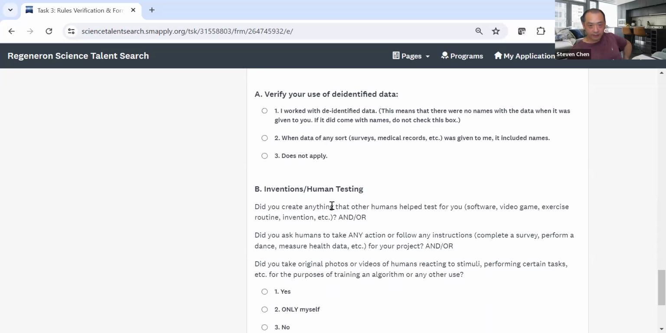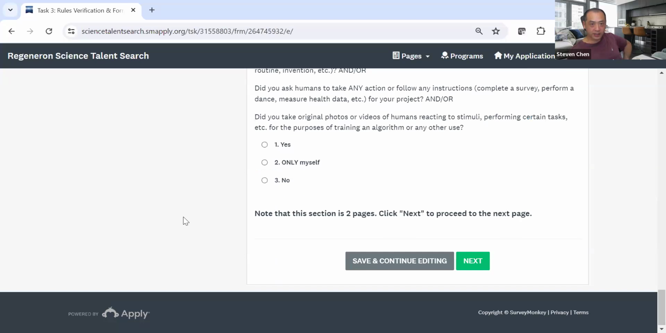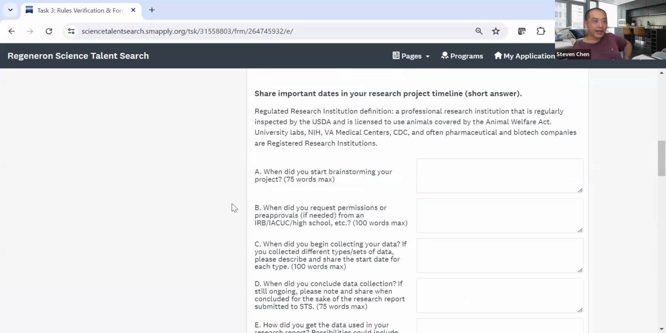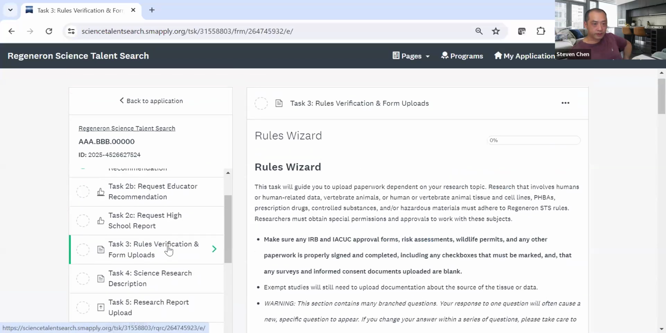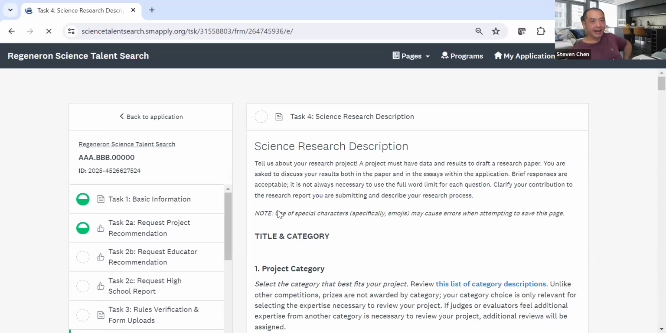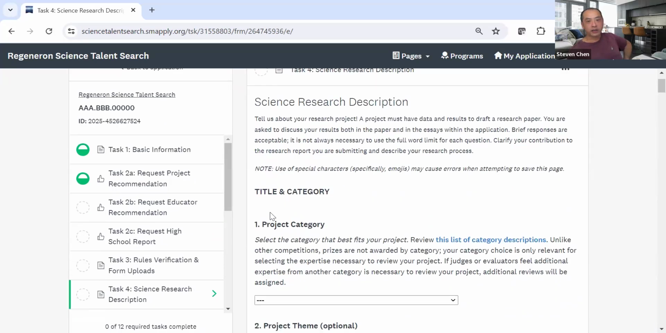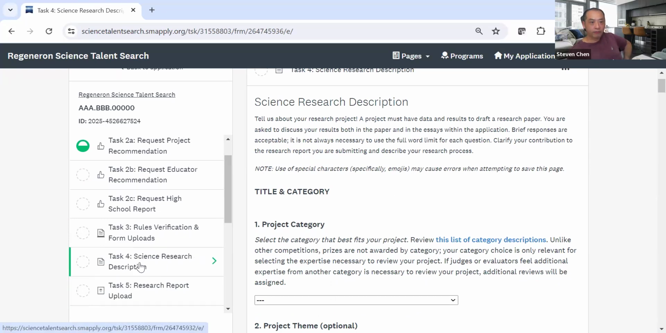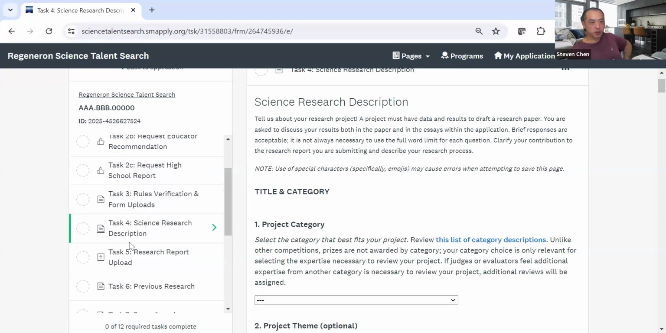Then here is about human testing, right? Yes, a lot of such questions. Okay, so that is part 3. Then the central components in these applications that you need to separately prepare are tasks 4 and 5. These 2 tasks are central pieces of your application, so they're about your research.